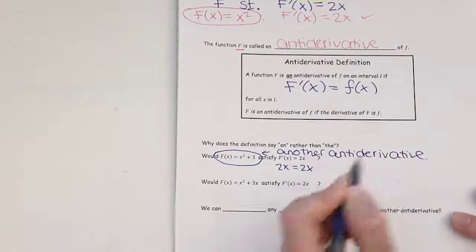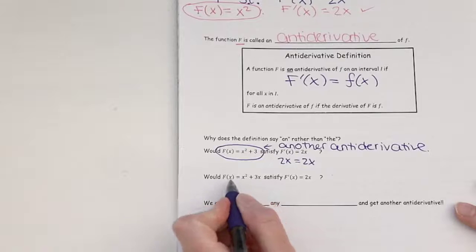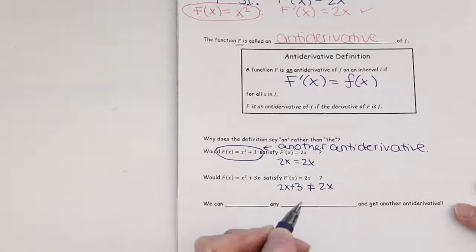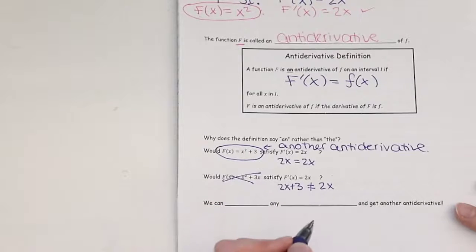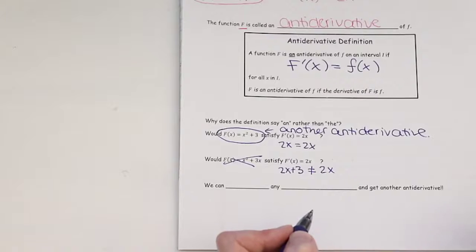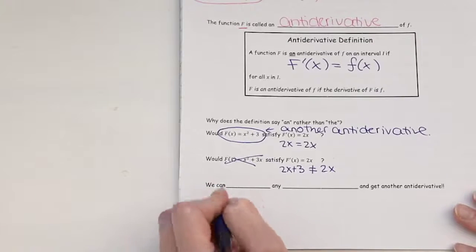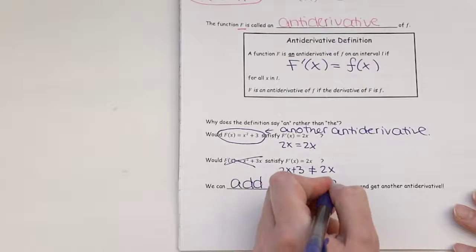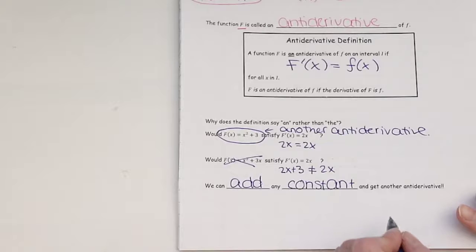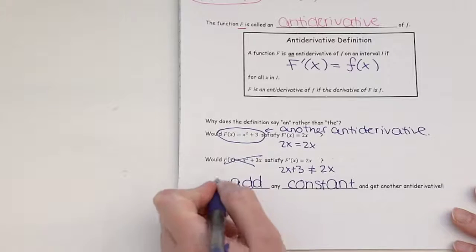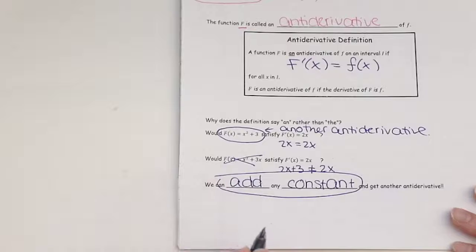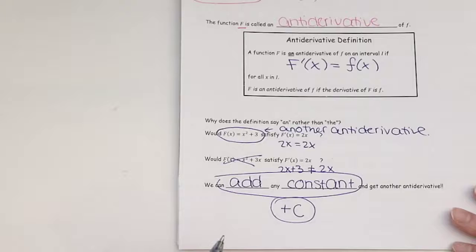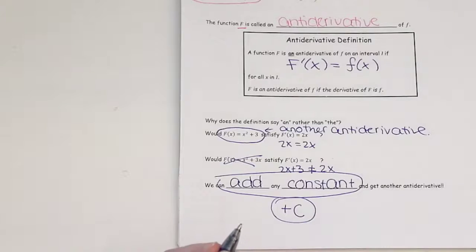Okay. Now, if you look at x squared plus 3x, if I differentiate that, I get 2x plus 3, and that does not satisfy that capital F's derivative is equal to 2x. So there is going to be more than one antiderivative. Specifically, when you add any constant, you will also get another antiderivative. Okay, so this adding any constant, we are going to encapsulate with a plus C notation.